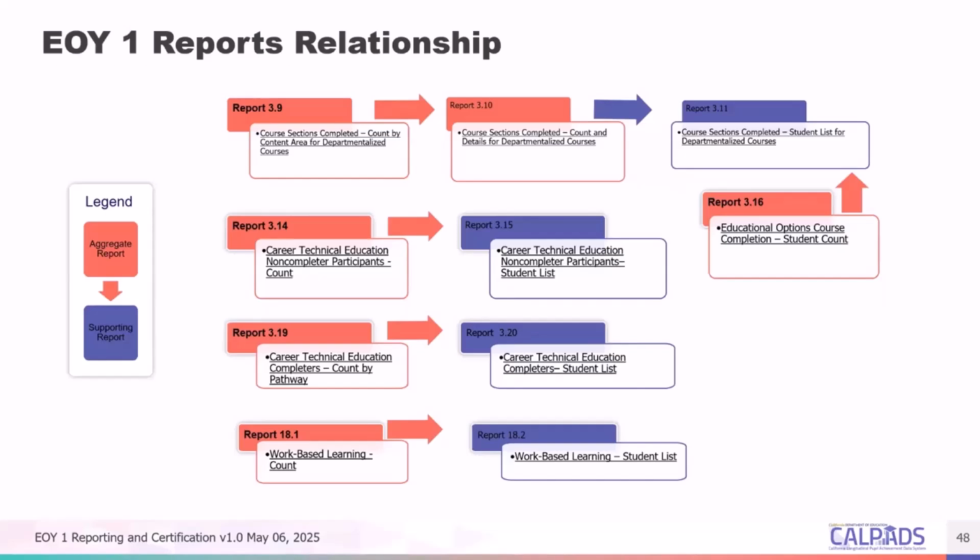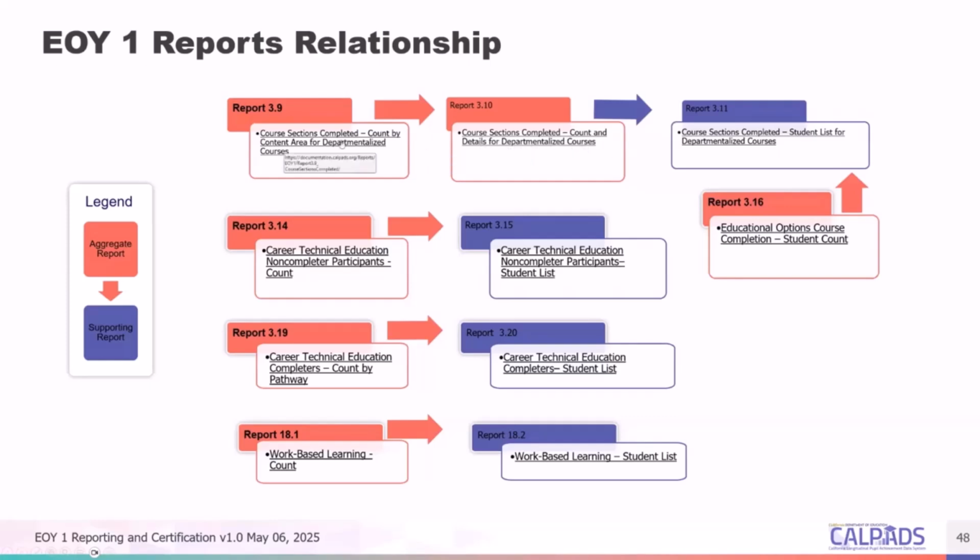Okay, so here we have a graphic showing you the report relationships, how you could drill down and see greater detail in your reports. So for instance, report 3.9, course sections completed, count by content area for departmentalized courses would drill down into 3.10, which also happens to be an aggregate report. You see the color indicated here. Course sections completed count and details for departmentalized courses.